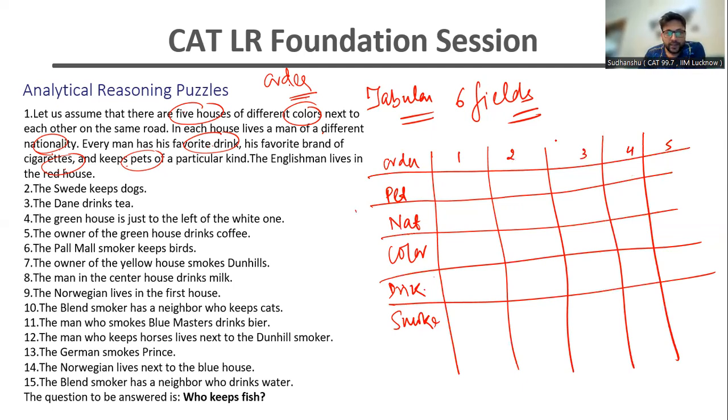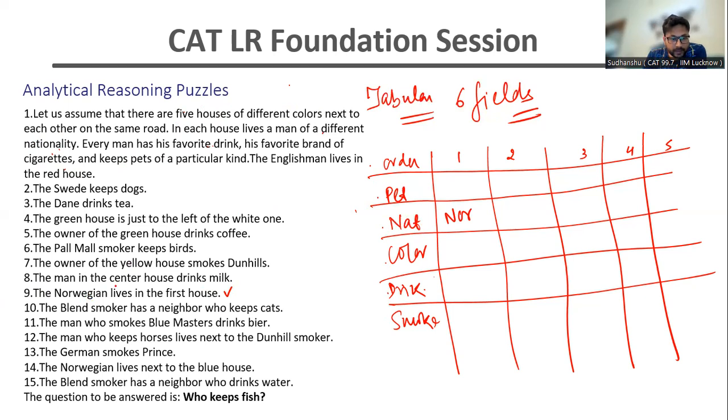Let's see this. So I've mapped the 6 fields: order, pet, nationality, color, drink, and smoke, right? Now, from the given set of information, let us start pulling out the easier ones first. Always remember, pull out the easier ones. For example, point number 9, the Norwegian lives in the first house. So the first house, the nationality is Norwegian. Okay, I've put that.